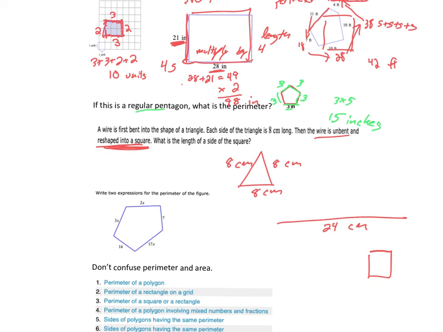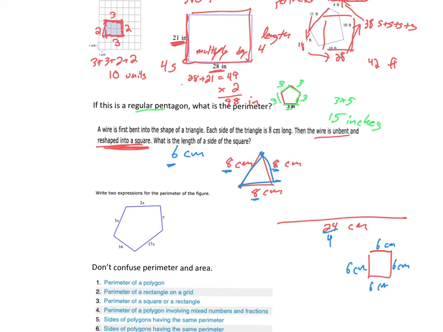Instead, I know all 4 sides are the same, so each side would have to be 24 divided by 4. So each side is 6 centimeters. What's the length of a side of the square? 6 centimeters. Makes sense. I started out with each side being 8 with the triangle, and now each side's 6 with the square.